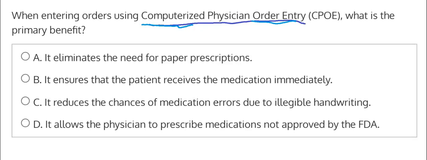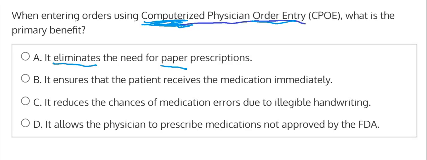The first option says it eliminates the need for paper prescriptions. Well, that could be a possibility because the provider is using a computer in this example, and this choice is stating paper prescriptions. But it does say eliminates, which means it's completely getting rid of it. It's not there at all. It doesn't exist. We're eliminating it completely. So it doesn't really seem that strong of an option, but it's something that maybe we're considering because it does state about not using paper prescriptions, and right here it's saying computerized.